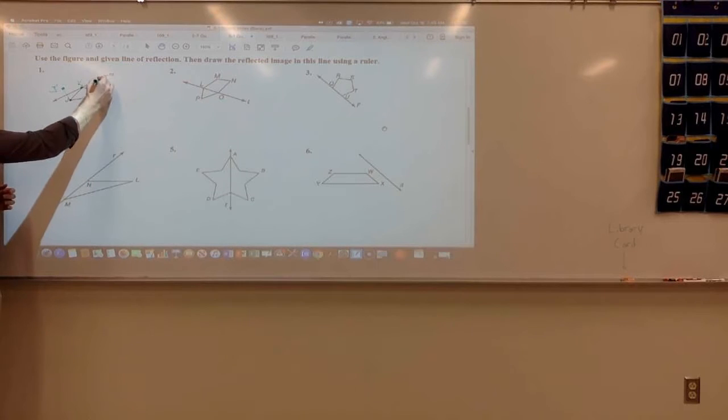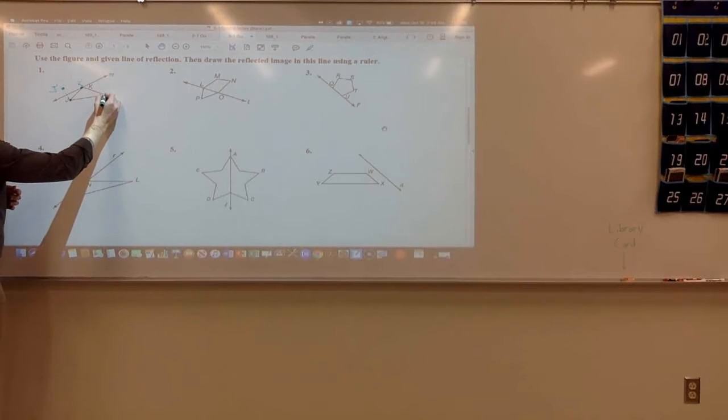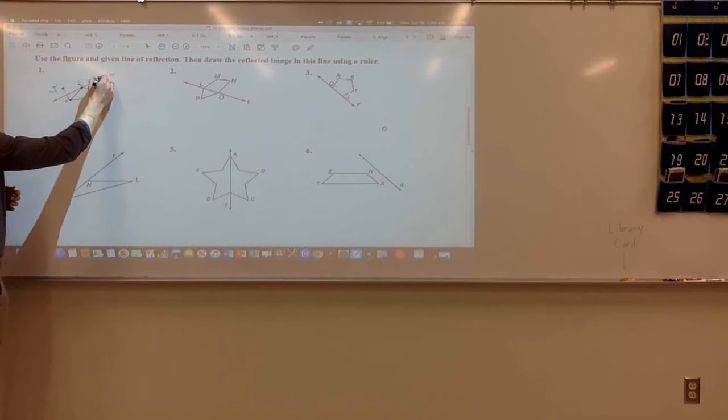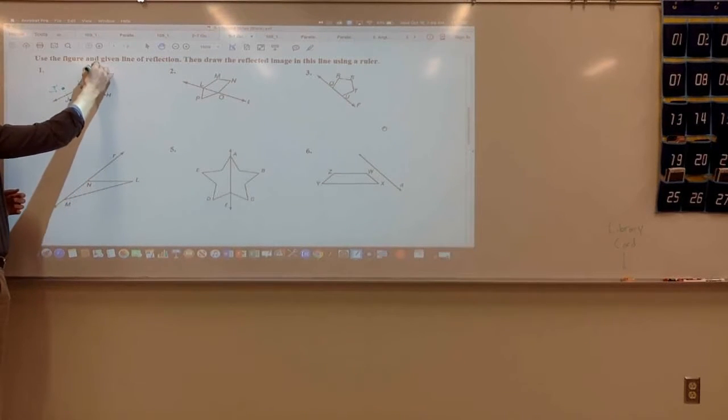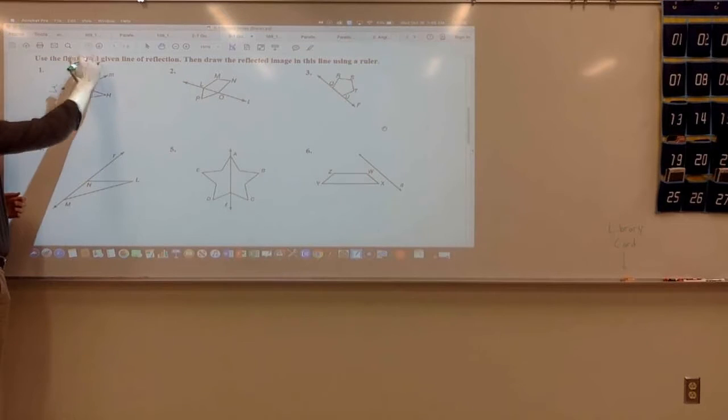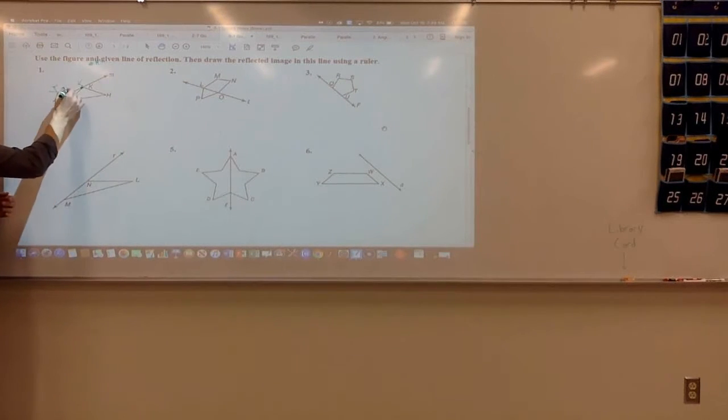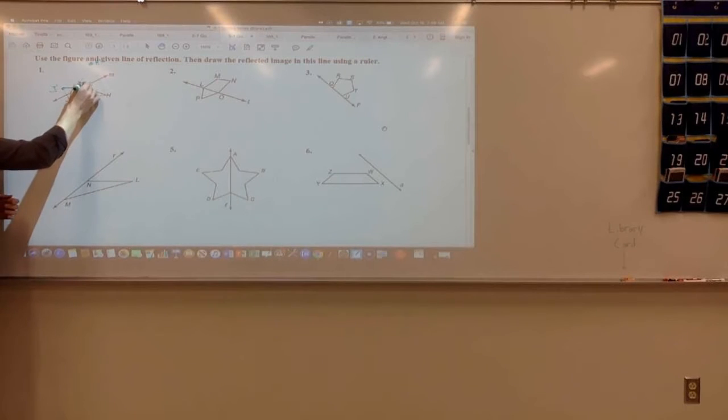Then if we do the same thing for H, let's see here. Try to go that same distance on the other side. That's about right. So H prime will be right there. And I can draw my reflected triangle.